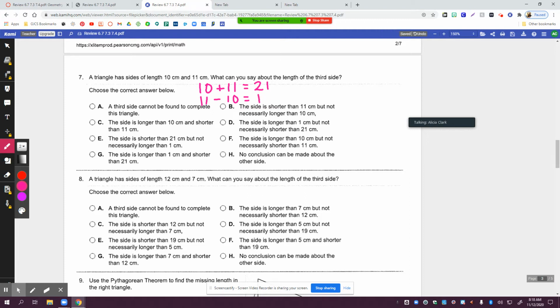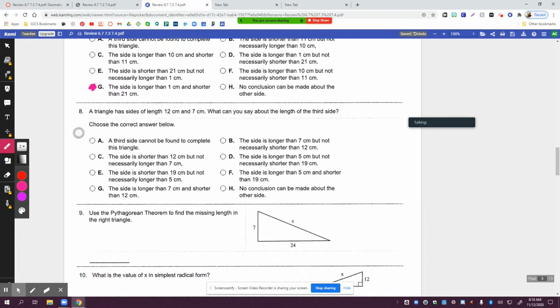So if I'm looking at my options here, I'm first of all looking for things that have 21 and 1. So I'm not going to pick C that has 10 and 11, or B that has 10 and 11. You've got to make sure you added them and then subtracted them. Your option here is going to be G. The side has to be longer than 1 but shorter than 21. Longer than the shortest one, but shorter than the biggest side.